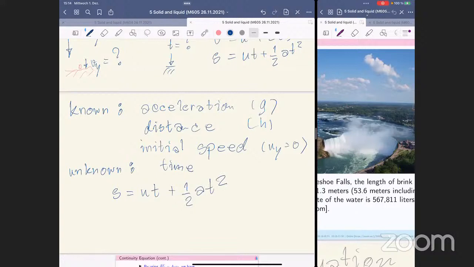We know that s is going to be sy, which is h. So h equals uy t, which is 0, plus 1/2 a, which is g, times t squared. You solve this equation for t because we want to find time. Move 2 to the left-hand side and take the square root. t is the square root of 2h by g.